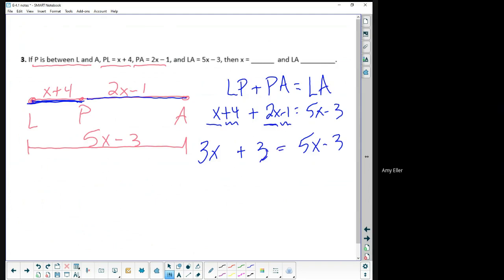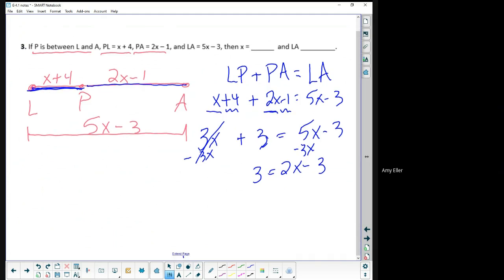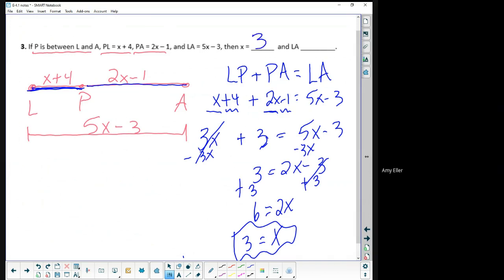Now I will be moving things across the equal sign. I'm going to get my X's together first. Then I'm going to move my 3 to be with my other 3. So I get x equals 3.